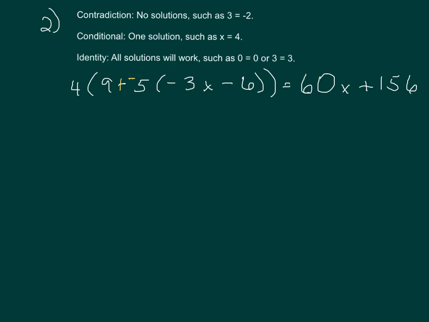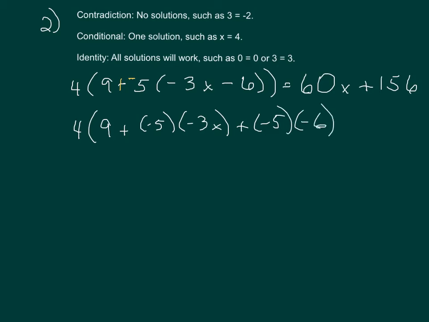So change the sign, add a line is the rhyme for it. Now, to be careful with negatives, you write 4 times 9 plus, and then you have negative 5 times negative 3x, plus negative 5 times negative 6. And I won't mess with the right side yet because that is all done. So let's simplify what's inside the parentheses. We have 9 plus, and negative 5 times negative 3x is positive 15x, and negative 5 times negative 6 is positive 30.